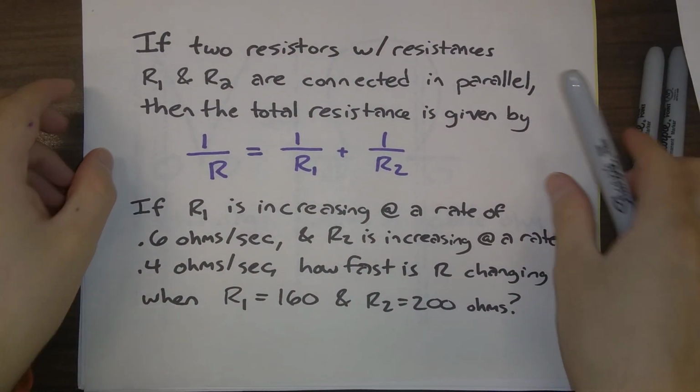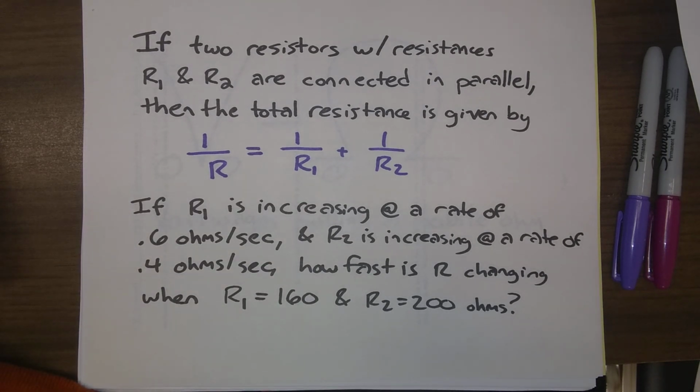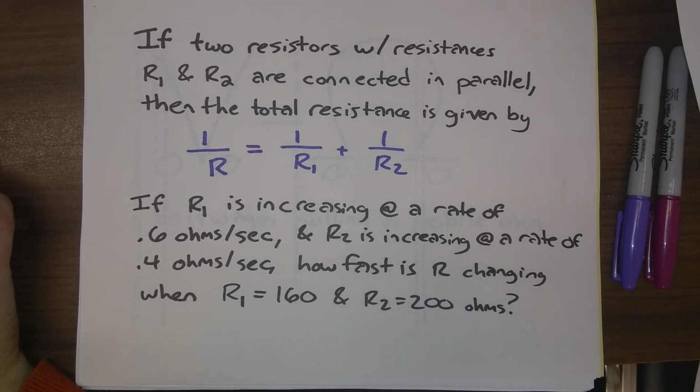Okay, one last problem to do. Here is an electricity circuits kind of problem. If two resistors with resistances R1 and R2 are connected in parallel, then the overall resistance is given by 1 over R is 1 over R1 plus 1 over R2.